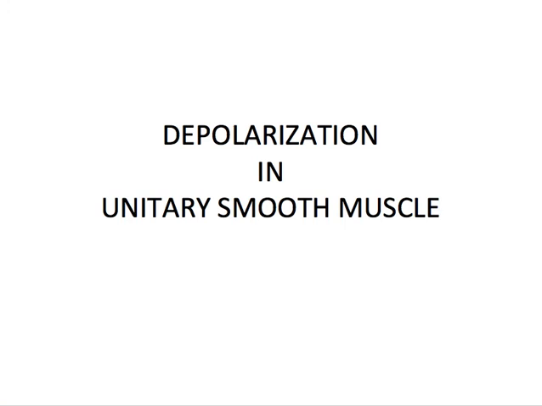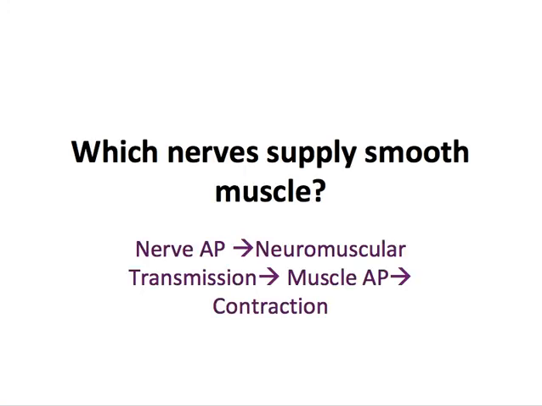How does unitary smooth muscle depolarize? In unitary or visceral smooth muscle, 30 to 40 muscle fibers must depolarize simultaneously to produce an action potential. For the smooth muscle contraction in the unitary muscle, the same sequence of basic events takes place.